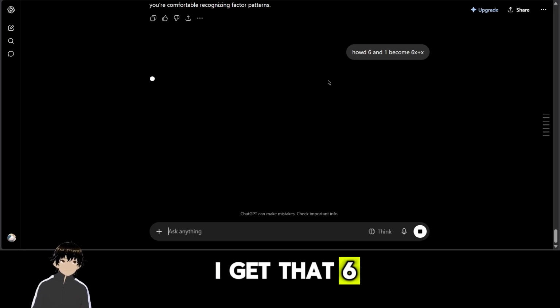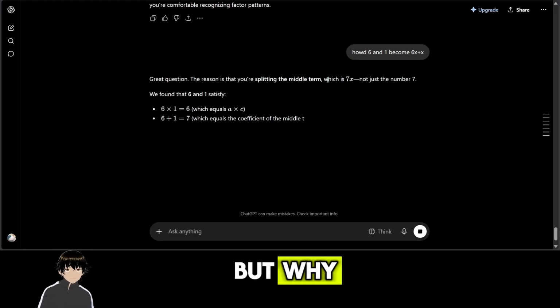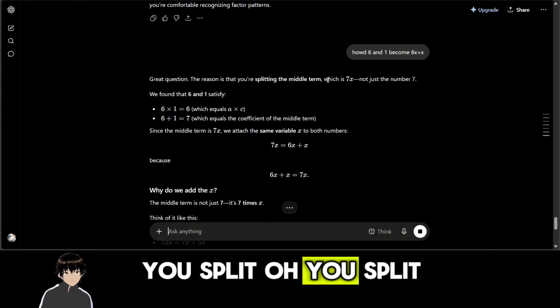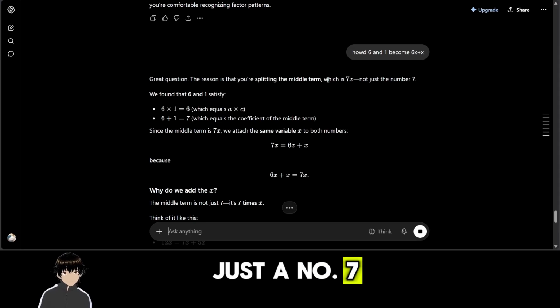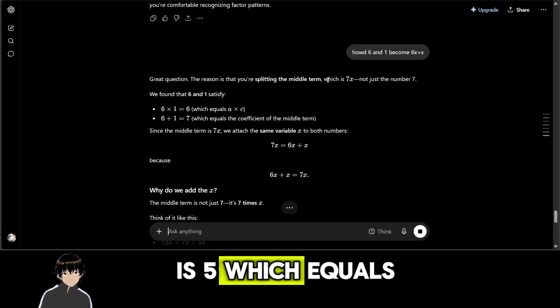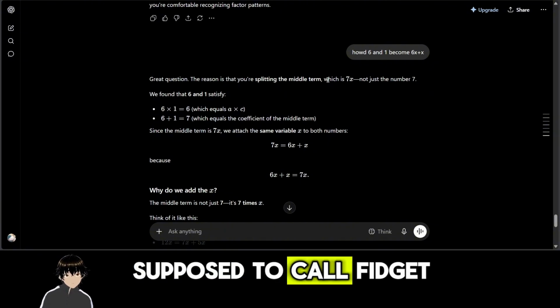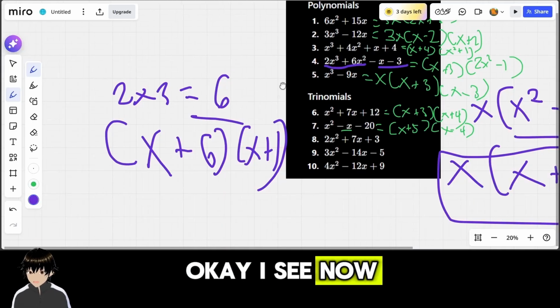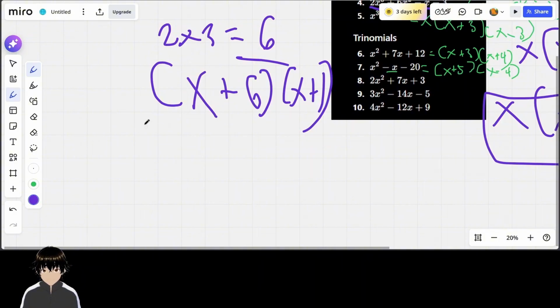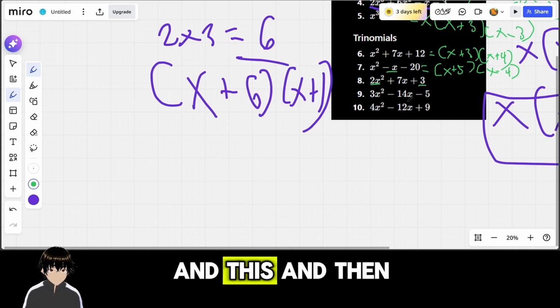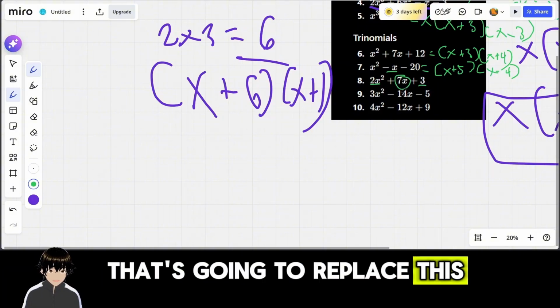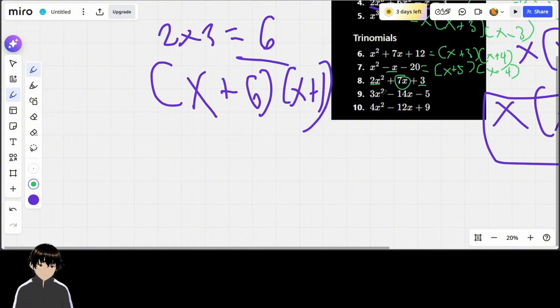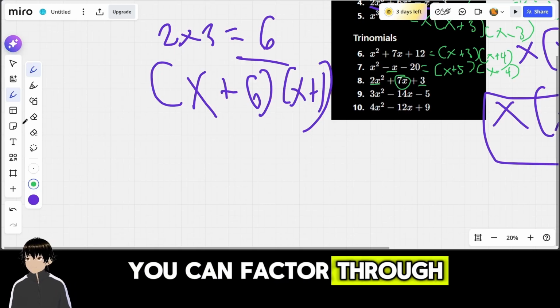I get that 6x plus x is equal to 7x, but why? You're splitting the middle term, which is 7x. The 6 and 1 satisfy the product of a times c, and they add up to the coefficient of the middle term. Since the middle term is 7x, we have attached the same values. Oh, okay, I see now. So you have to replace the middle term with this. Once you do that, you can factor through grouping.